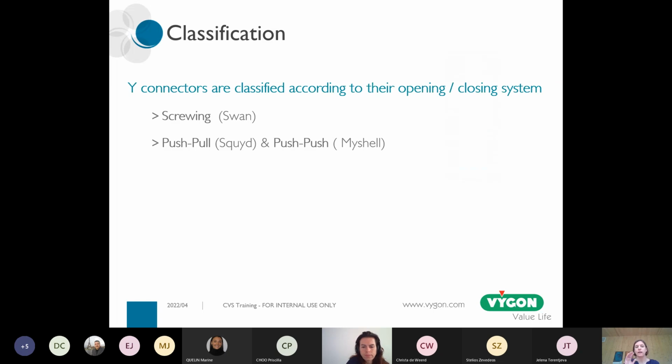The Y connectors are classified according to their opening and closing system. For example, you have the screwing system. You have the push-pull system. You have the push-push system, like for Myshell. I will explain just after how to use it and what the system is.